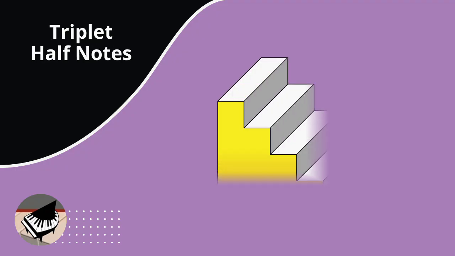Triplets are the last rhythmic element we're going to be dealing with on the rhythm staircase. If you are a beginner or elementary student, do not worry about this section, as you will not be seeing triplets in your music for quite a while.